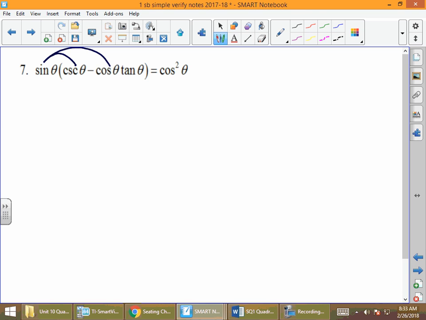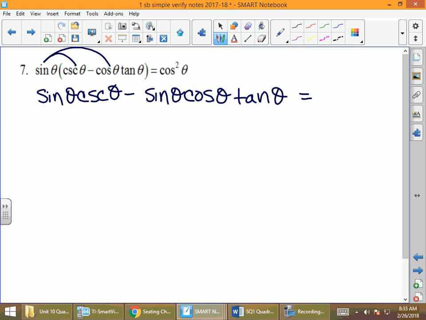So we're going to multiply here. So this is going to give us sine of theta times cosecant of theta minus sine of theta times cosine of theta times tangent of theta. And what we're trying to do is turn this into cosine squared of theta. Well, let's look at cosecant and use the reciprocal identity. So this is sine of theta times 1 divided by sine of theta.